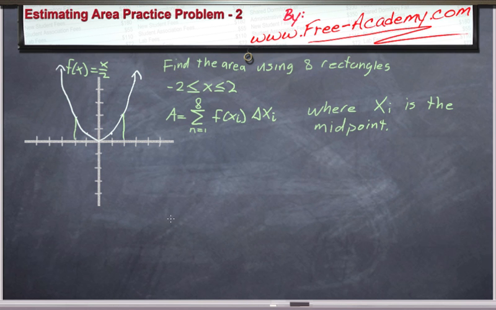we're going to estimate the area underneath the graph f of x equals x squared divided by 2 between -2 and +2. And we're going to do this by using 8 rectangles. So we've seen in our previous lecture that we can solve this by either setting our rectangle so that the left-hand corner hits the graph, or we could also set it so the right-hand corner hits the graph. But this problem is asking us to use x of i as the midpoint. So what does that mean?